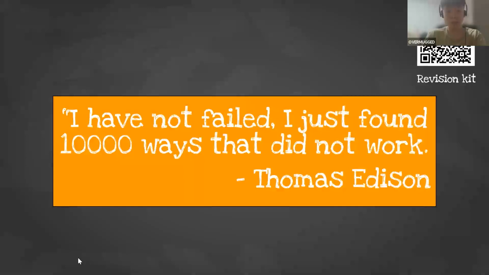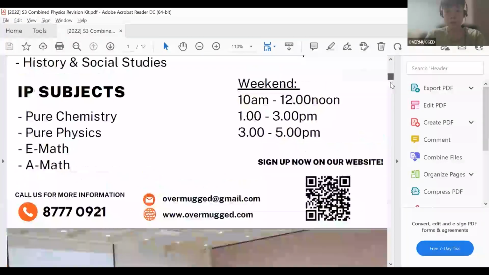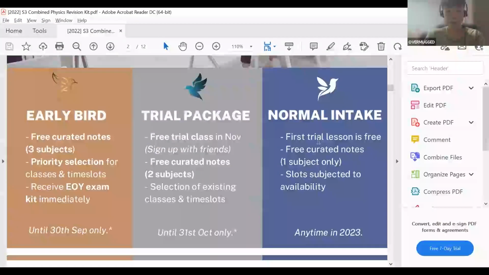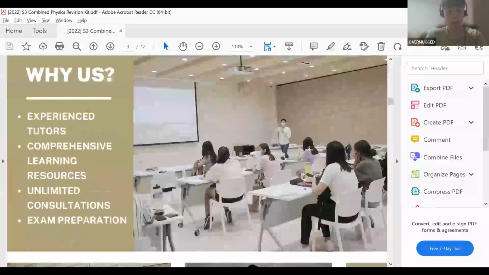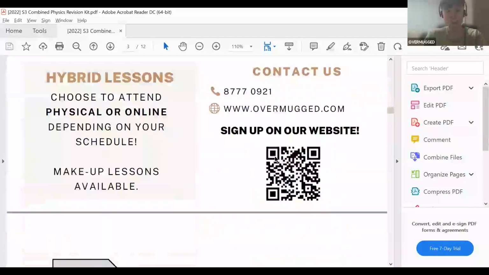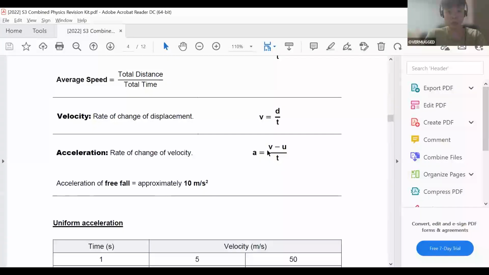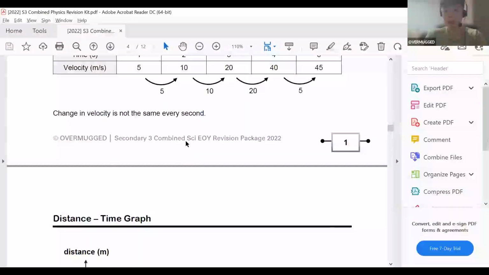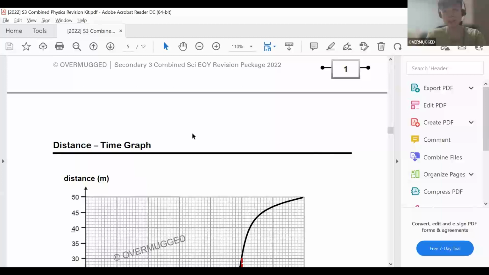Okay, before I begin with the slides, this is how the revision kit will look if you download it. At the front is all the promo materials with regards to the admin matters and tuition. The notes will be found below over here. Whatever I cover in the slides is just a more detailed version in addition to the revision kit. Okay, let's begin.